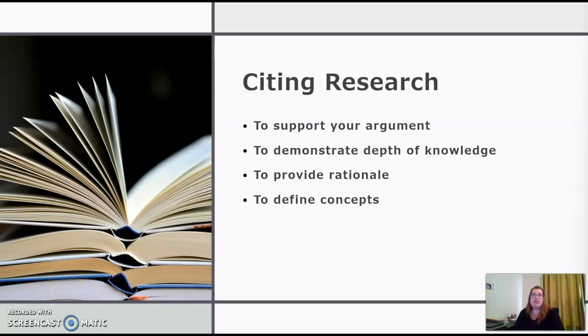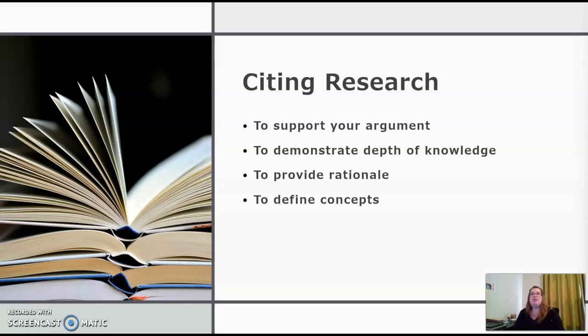And then last but not least, you'll use research to define concepts. When you talk about your assumptions, limitations, delimitations, include definitions of what all of those are to show that you understand what it is. Validity, reliability, trustworthiness, ethical considerations. Define where those came from, what they mean, what all the different aspects are of them.